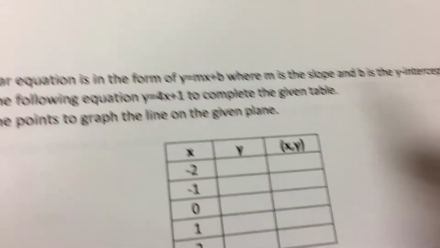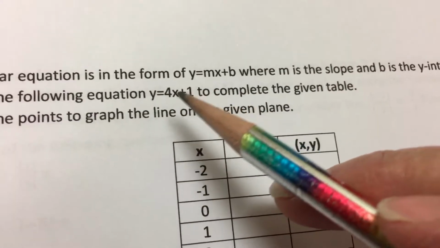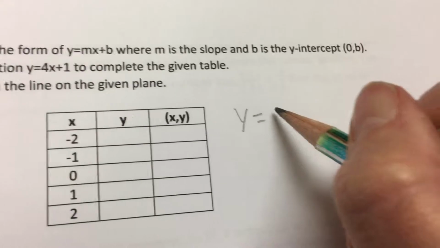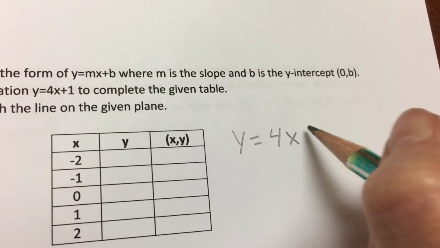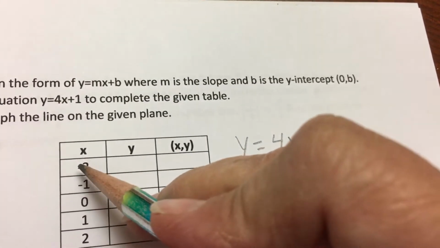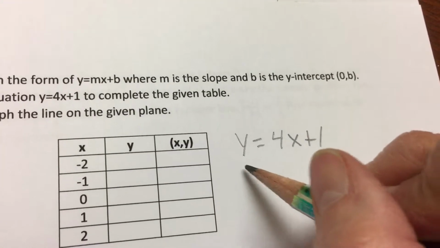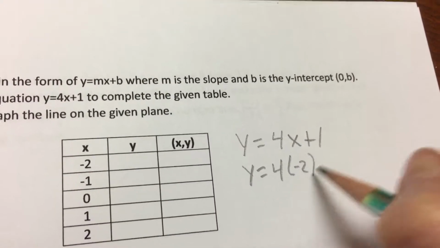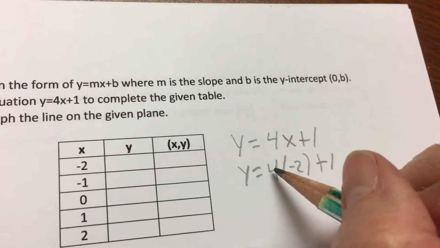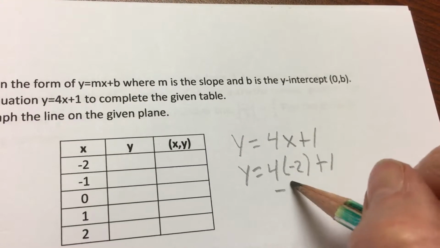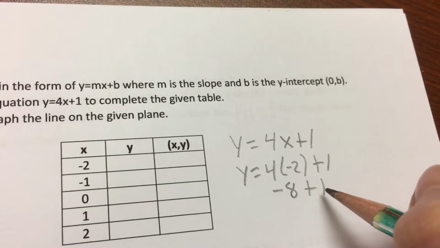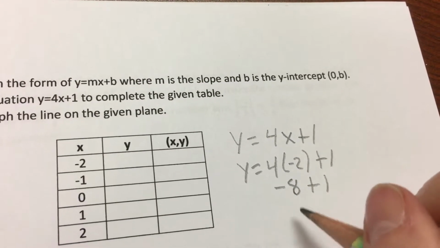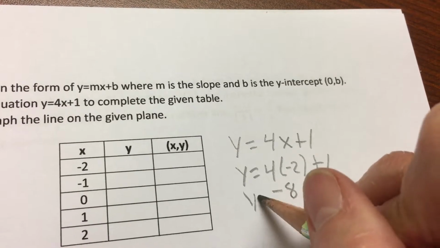We are going to take our equation, which is y equals 4x plus 1. I'm going to write it down. y equals 4x plus 1. I'm going to plug in -2 for my x, so I have y equals 4 times -2 plus 1. Well, 4 times -2 is -8 plus 1. They're opposite signs, so I'm going to take 1 from 8 and keep my negative sign. So y is going to equal -7.